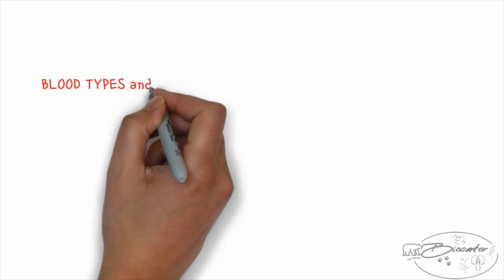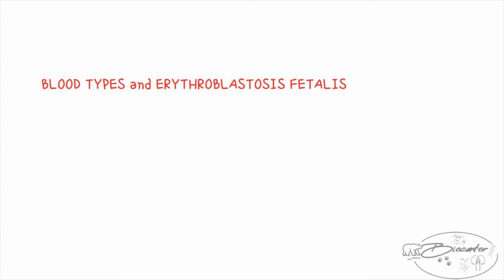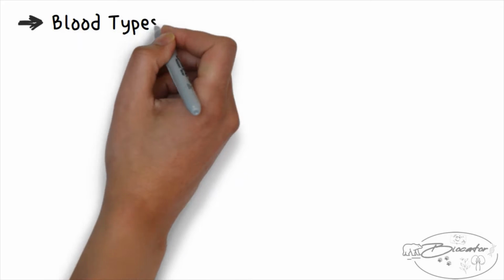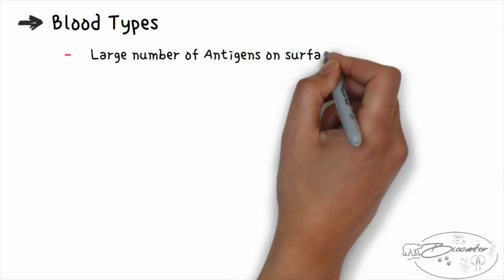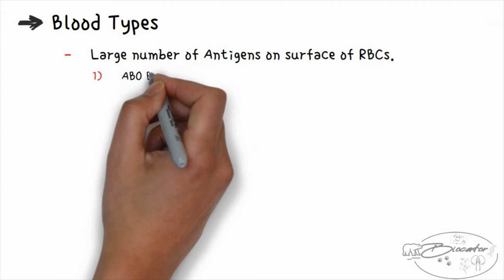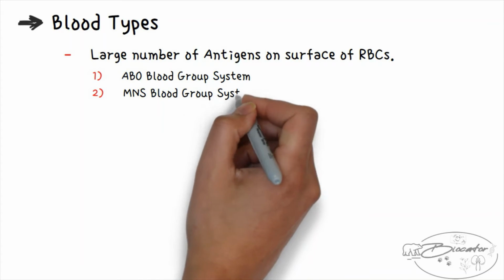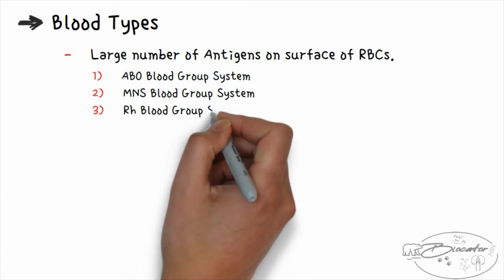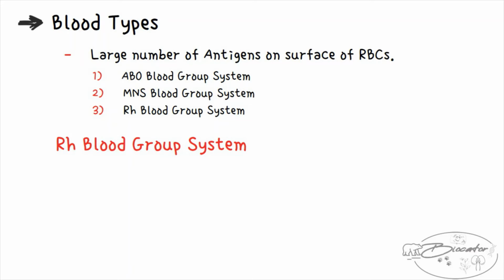Today in this video we are going to talk about blood types and erythroblastosis fetalis. First of all, we talk about blood types. We know that there is a large number of antigens that are expressed on the surface of red blood cells, and on the basis of presence or absence of those antigens, blood is classified into groups. The most important of those groups are the ABO blood group, MNS blood group system, and Rh blood group system. And in this video, we talk about the Rh blood group system.